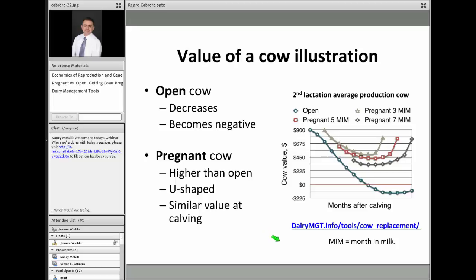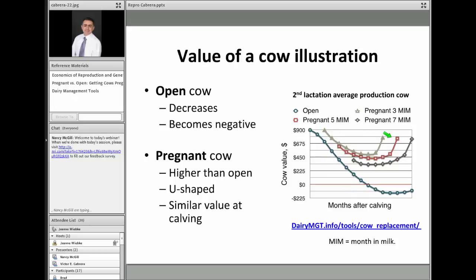Just to give you an idea how the cow value changes, you can see here in this curve that it decreases consistently as the months after calving move on. So if the cow is not getting pregnant, her value starts decreasing. At some point it becomes negative, and I'm better off replacing this cow, which normally is done on the farm. Here we have the quantitative value that's going to tell us exactly when we should replace this cow.